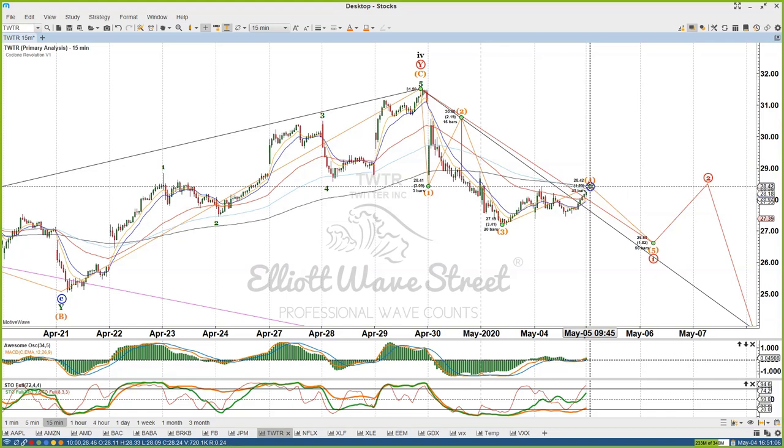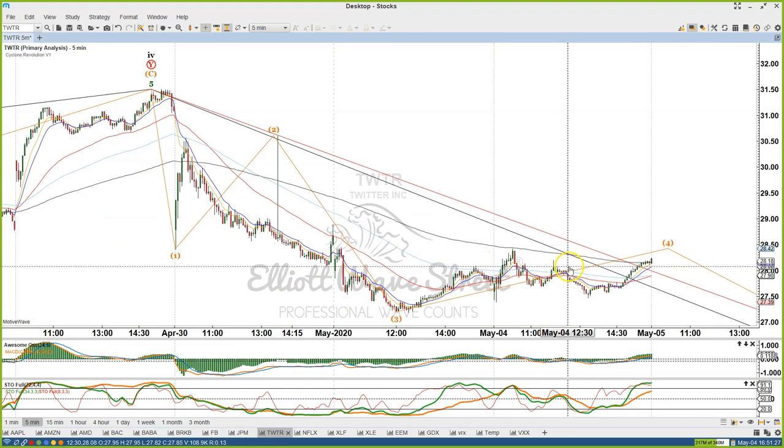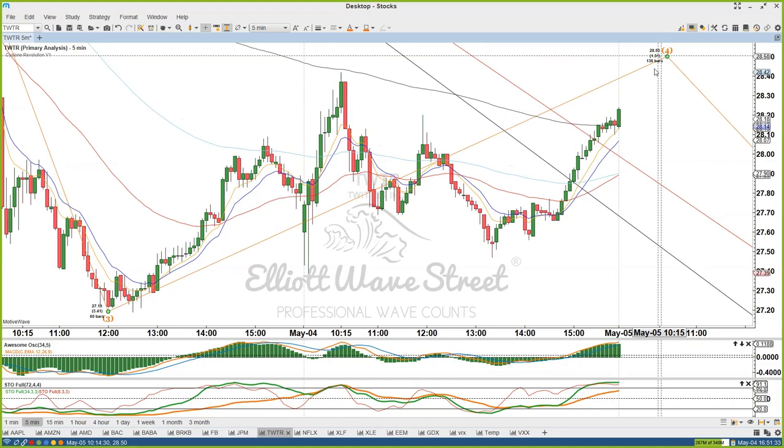On the 15-minute chart, it seems that the wave 4 is going to be a three-wave sequence, A, B, and C, because today couldn't make a 5, only did a 3, and it started to go up. Okay, so this one is easy for tomorrow. Let's go to the 5-minute chart to plan the trade. Let me zoom in a little bit. And we know that we are in the wave 4.